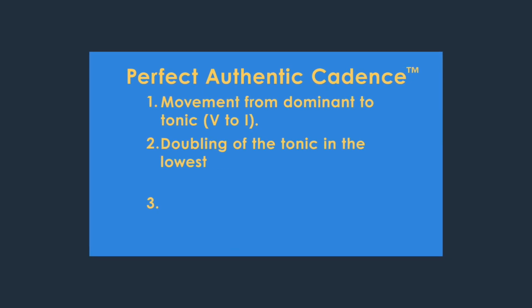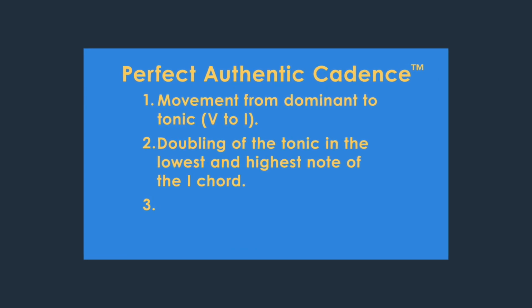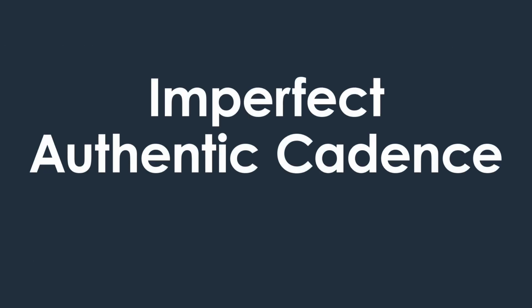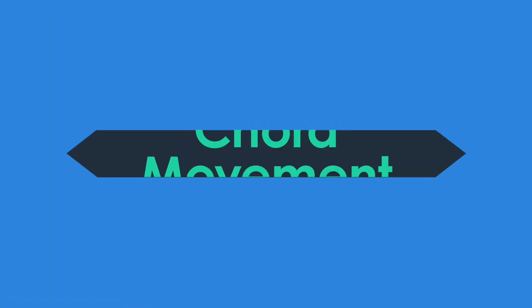Last time we talked about the perfect authentic cadence. Today we're going to look at the imperfect authentic cadence. Just like the other cadences we will be looking at, the imperfect authentic cadence has some defining characteristics that will help you identify it. First, the imperfect authentic cadence has a movement from the 5 chord to 1 or the leading tone 7 chord to 1.